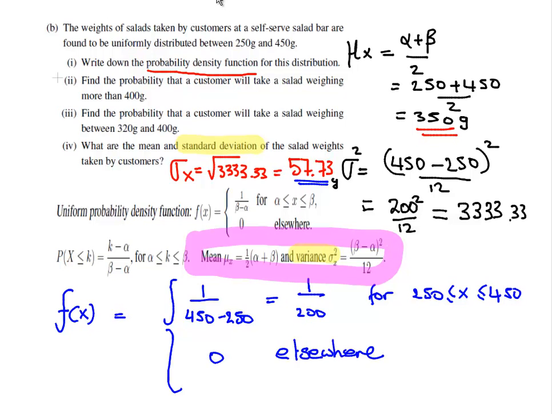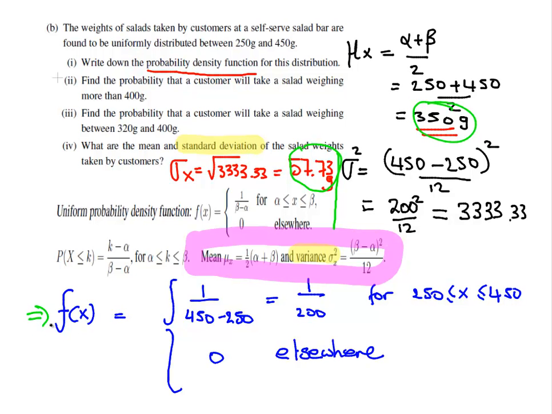Let's put that in there in red. So that's the first part done, and the second part. 350 grams and 57.73 grams, and also down here we have the answer to the probability density function.